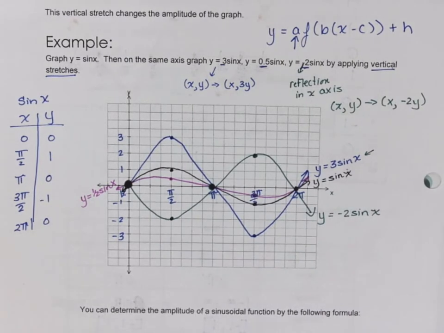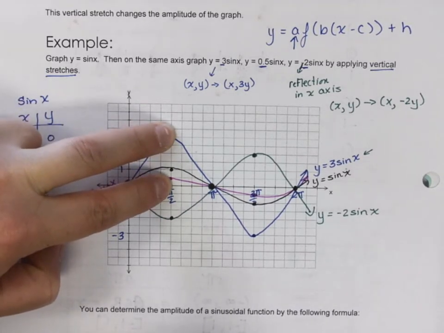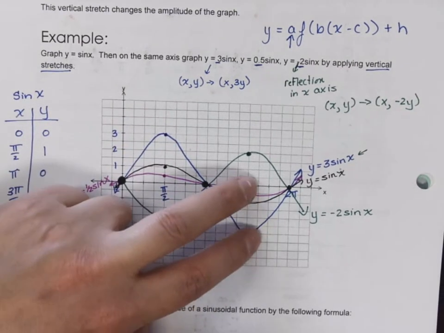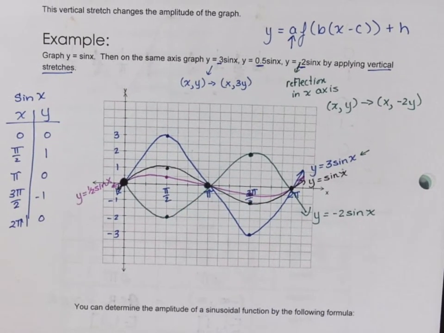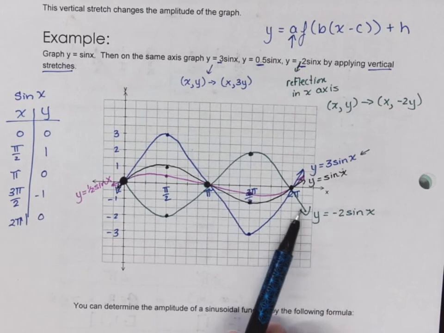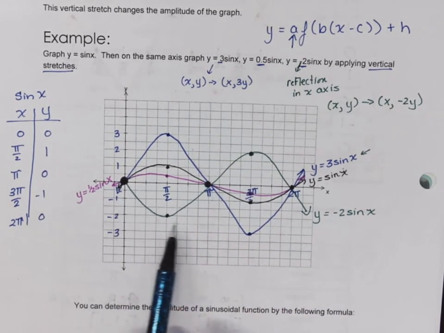What's my median of my blue graph? 0. So what's my amplitude? Remember, the amplitude is the distance between the median and a maximum, or the median and the minimum. Okay, it's 3. What's the amplitude on my green graph? Green, sorry, is this one. 2. Not -2, it's 2. The negative flipped it, but the amplitude is 2.